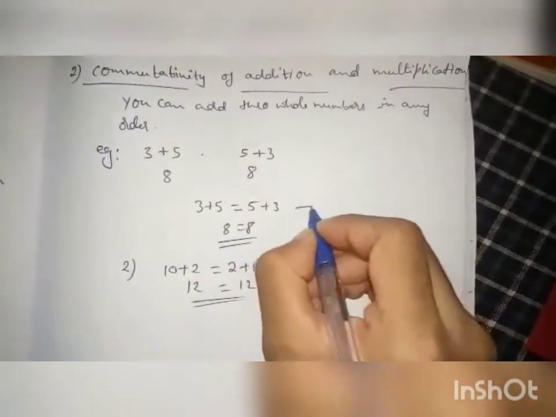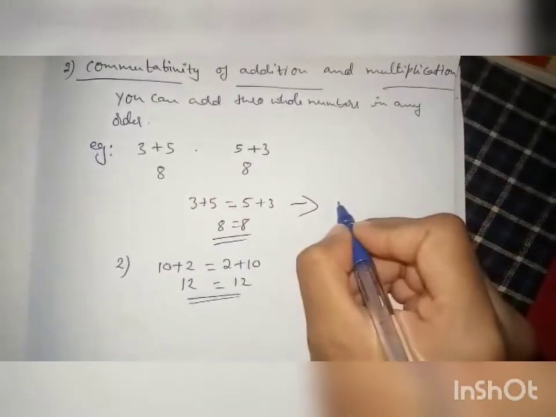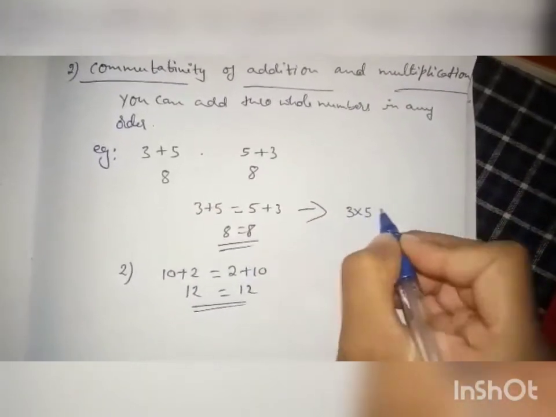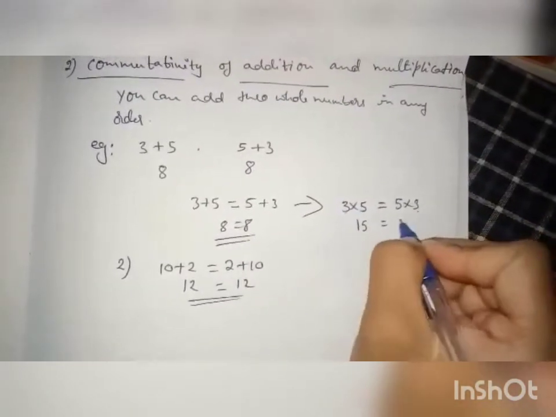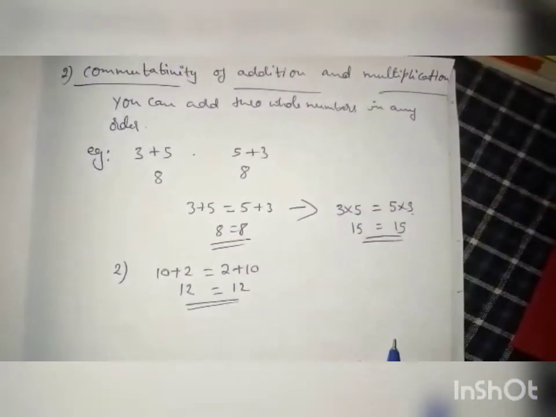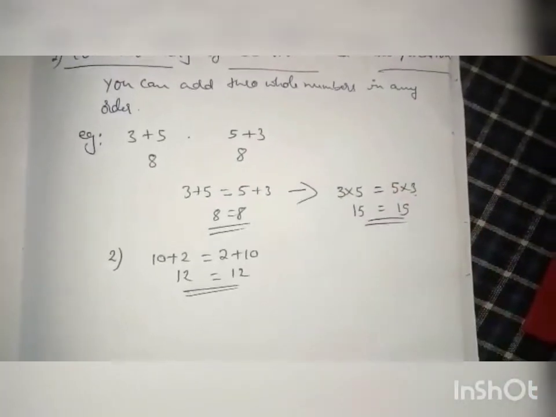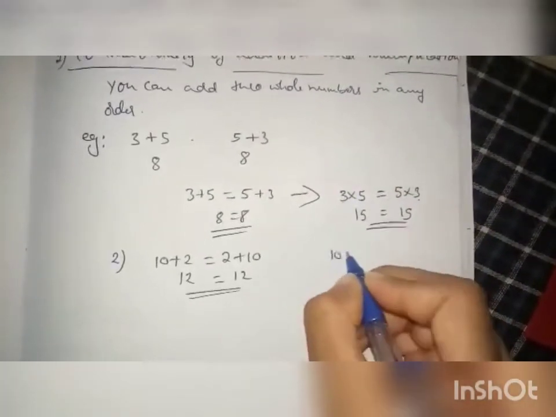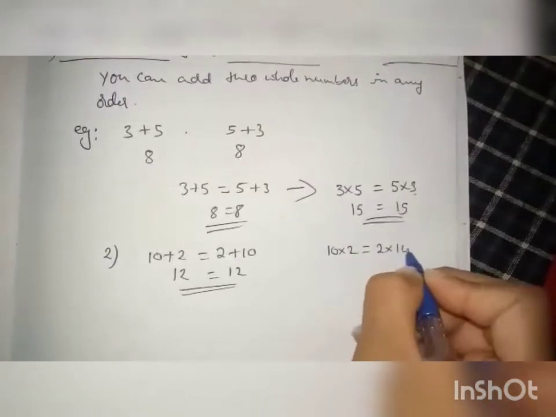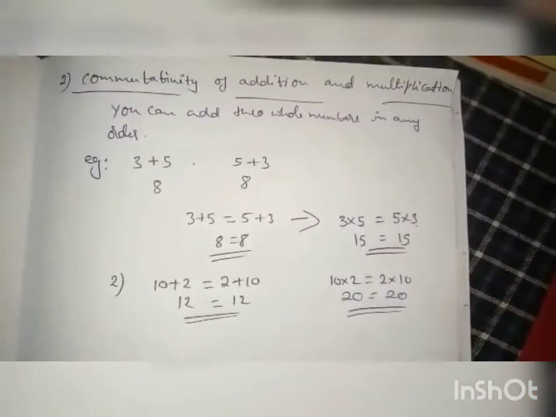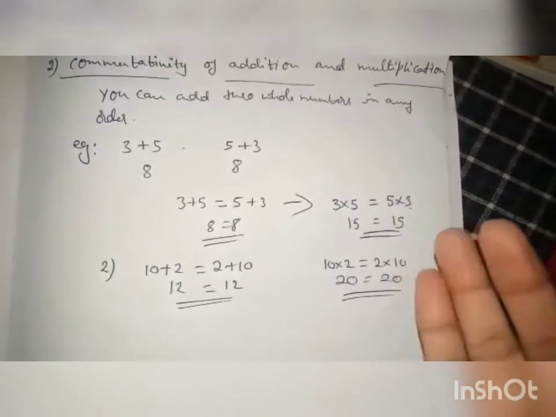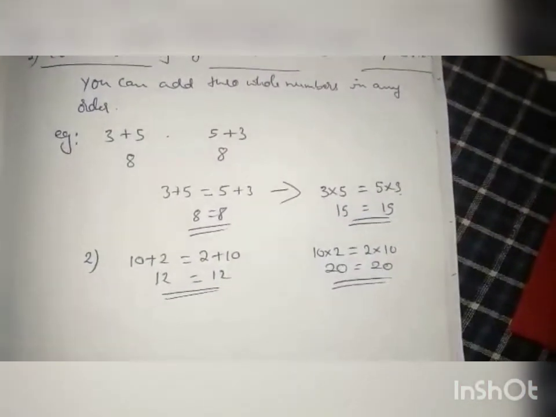See, for example, I'll take the same for multiplication, 3 and 5. 3 5s are 15. 5 3s are 15. Same, right? You got the same. So commutative holds for multiplication also. Here 10 into 2 or 2 into 10. 10 2s are 20. 2 10s are 20. Same, right? So multiplication holds the commutative property.